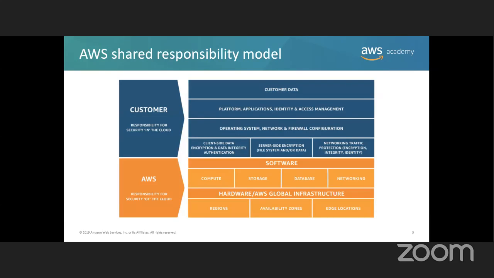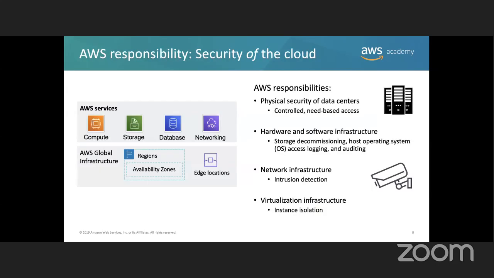Now, AWS is responsible for the software and the hardware and the AWS global infrastructure. All of that is AWS's responsibility. Your data is your responsibility. The encryption, whether client side or server side, is your responsibility. Okay, AWS has to take care of their hardware and software infrastructure. Storage decommissioning. When they don't need the storage anymore, they decommission it. Okay, host operating system, right? OS access logging, auditing. Just as you have to be compliant, right?